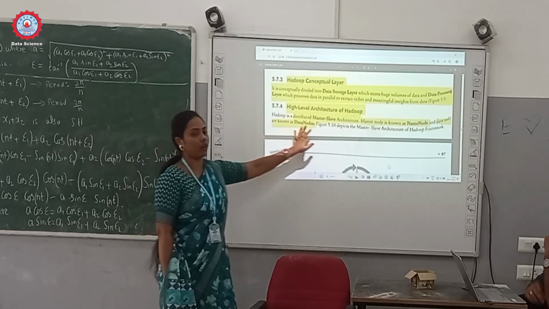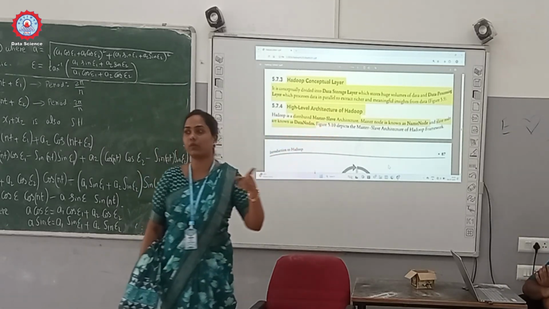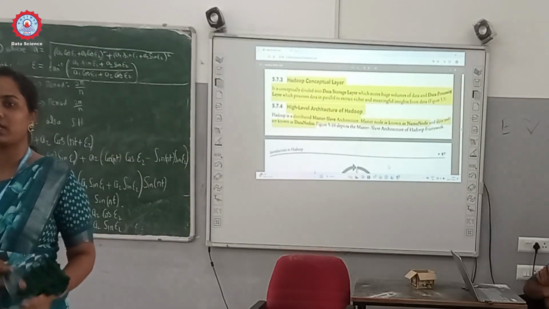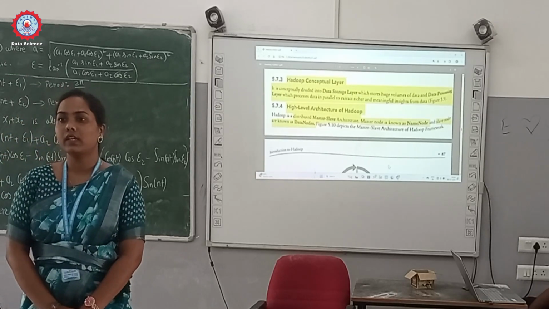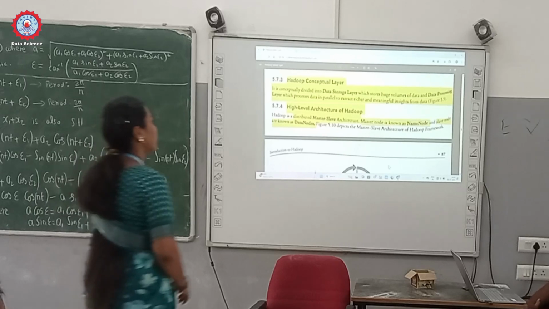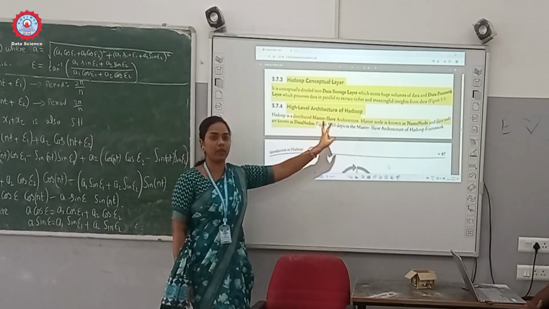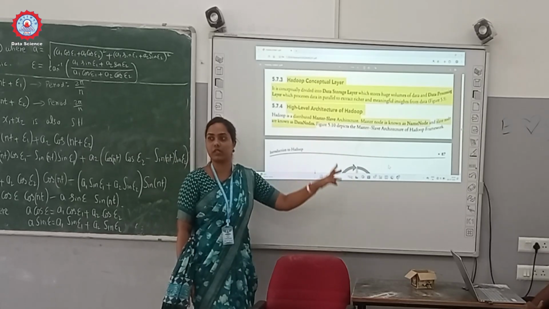So the high level architecture of Hadoop is going to use a master-slave architecture. What is master-slave? One master, and a number of slaves can be there, right? So it will be divided into master and slave. One main server, the master, will be there, and in that many nodes can be connected.